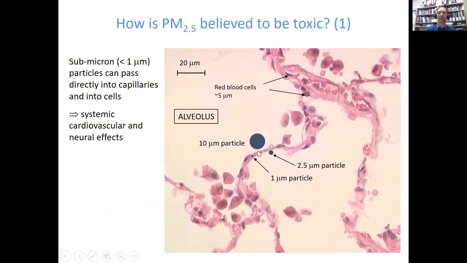So this is my example of a 10 micron diameter particle, my example of a 2.5 micron diameter particle. And even those with very acute eyesight will probably struggle to see that's a 1 micron particle. The point I'm trying to make is that these small particles are small compared to the size of cells. They can easily pass directly into the blood capillaries and therefore move around the rest of the body. They can pass into cells. So they can give rise, just because of their size, to systemic cardiovascular and neural effects.